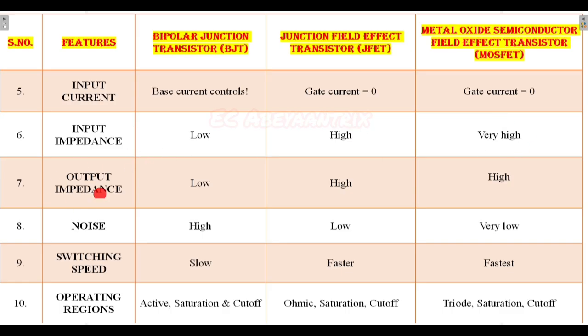And coming to output impedance also, BJT offers low output impedance, JFET offers high, and MOSFET also offers high output impedance.